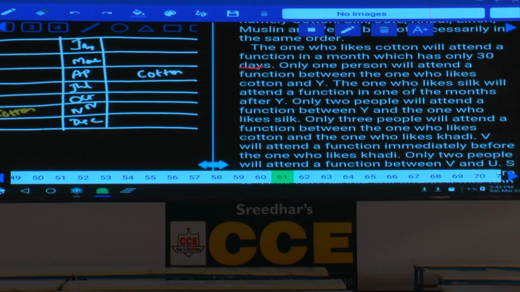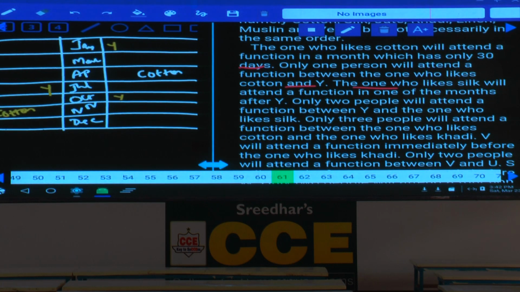And only one person will attend a function between the one who likes cotton and Y. Between cotton and Y there must be exactly one person. Hence in this case too we have 2 possibilities: Y can be in the month of Jan or in the month of October. And the one who likes silk will attend a function in one of the months after Y. Silk must be after Y.